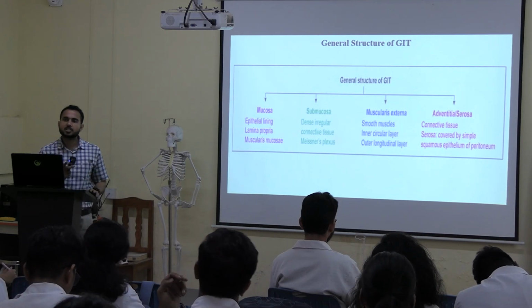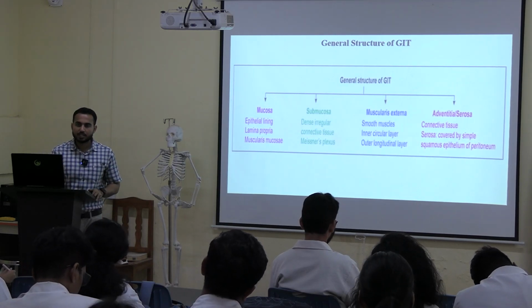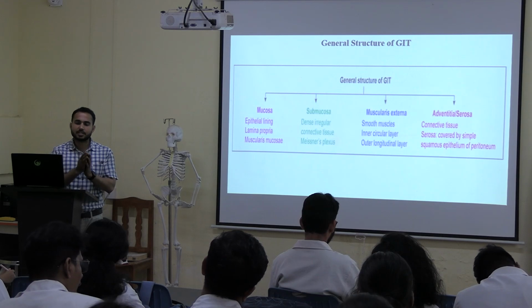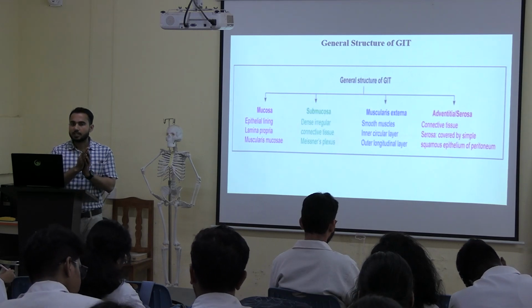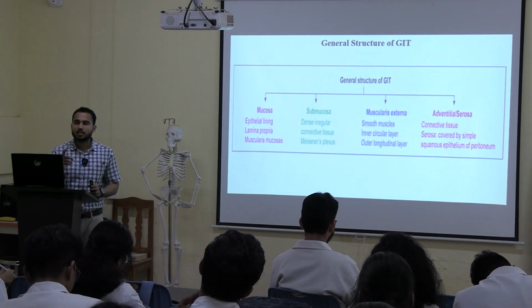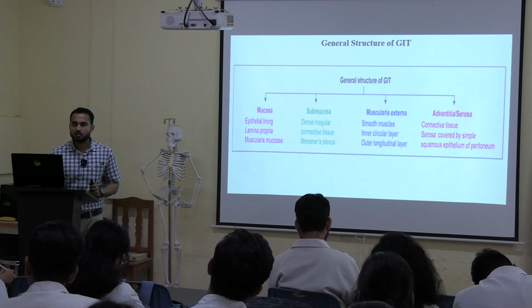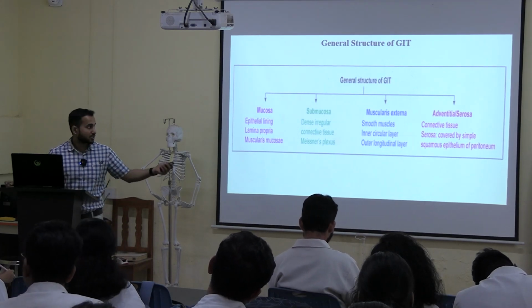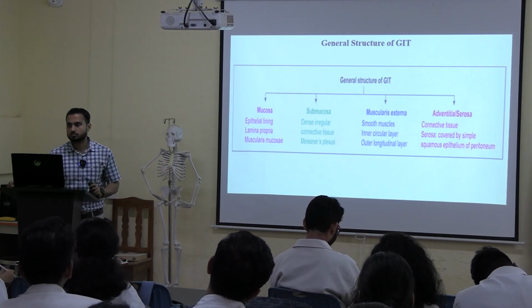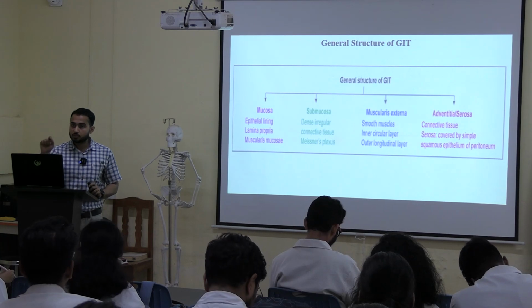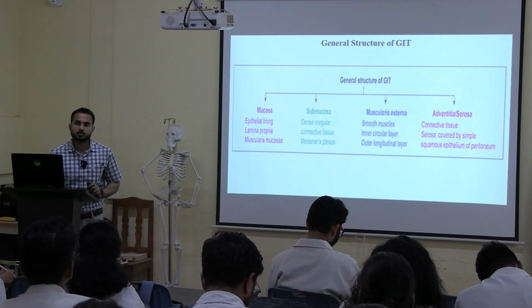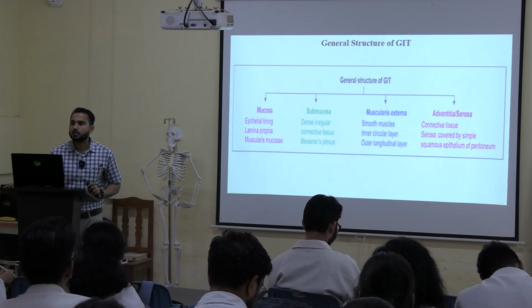So the part of the GIT which is intraperitoneal has serosa. Now there are some parts of the GIT which are retroperitoneal. In that case it will be adventitia. So you have to know that and mention it whenever you are writing. Now I will give an example.